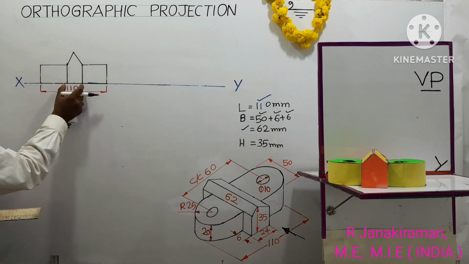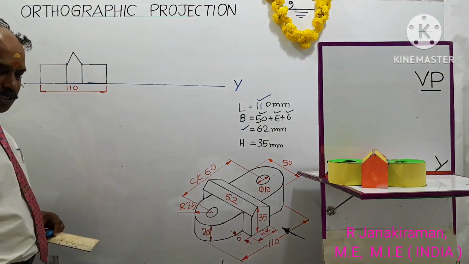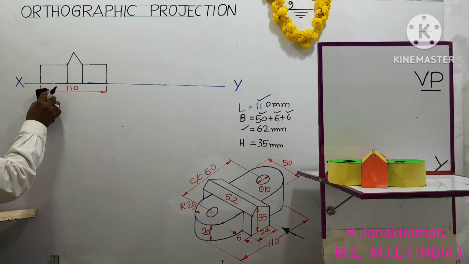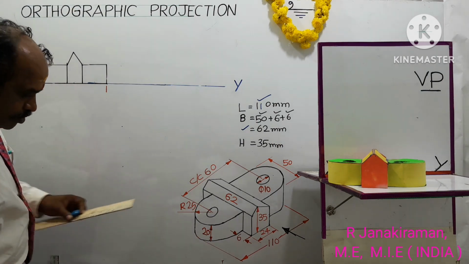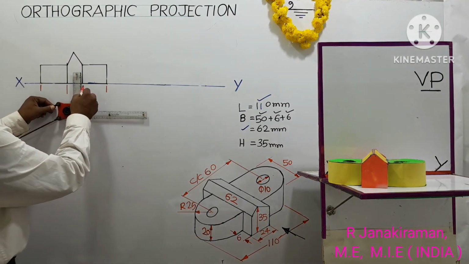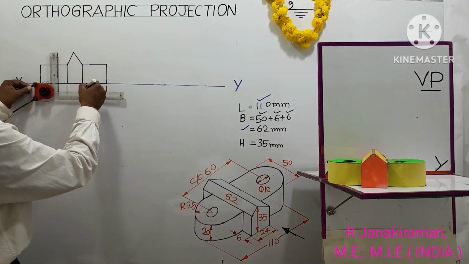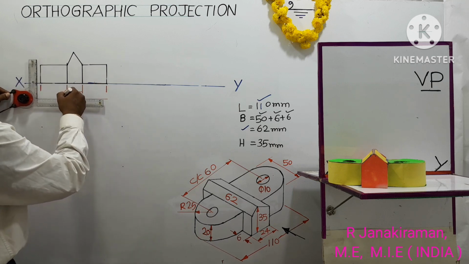So now this 24 is to be dimensioned. That is the red color portion. Erase this dimension line; this correction is to be done. So draw the extension line for 24 mm. Draw the dimension line. Then you draw one more dimension line for 110 mm.